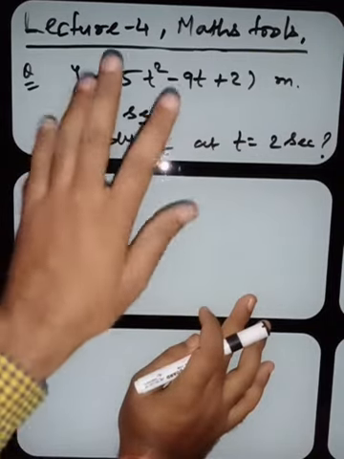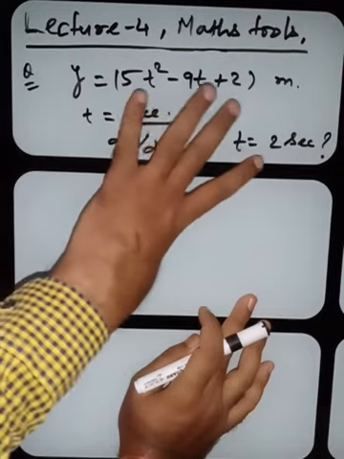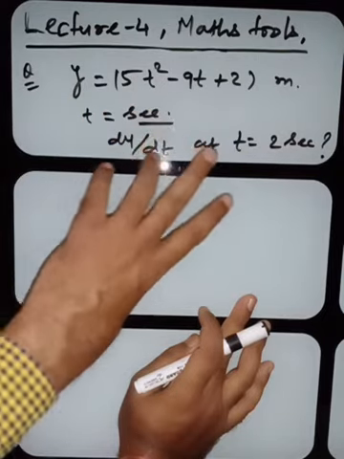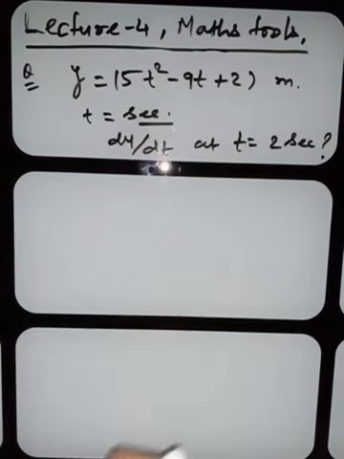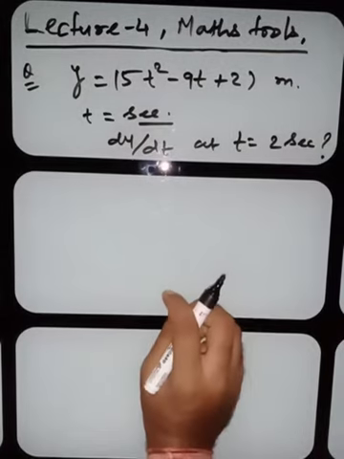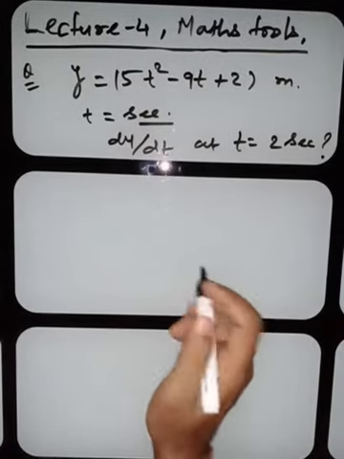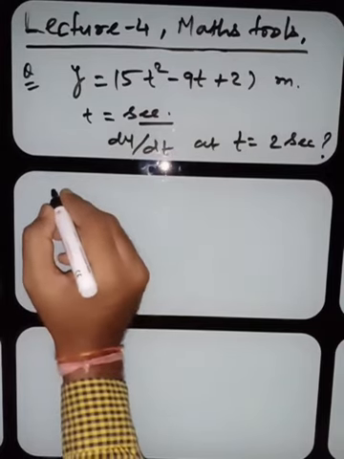Here the question is very simple. You are given y equals 5t square minus 9t plus 2. You have to find dy by dt at t equals 2 seconds. This is a very simple question. Okay, don't confuse yourself about velocity, displacement, etc. We will study it in very detail, my dear students. Okay, now we have to find dy by dt at 2 seconds.